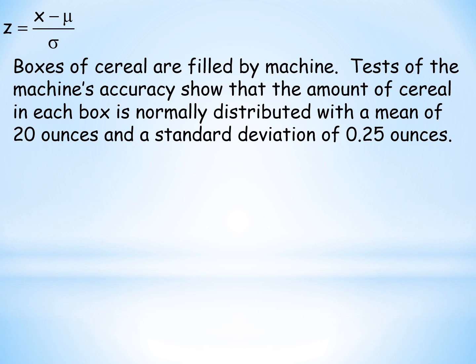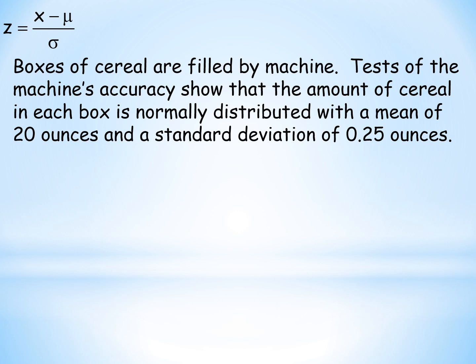This is what a typical question will look like. Boxes of cereal are filled by machine. Tests of the machine's accuracy show the amount of cereal in each box is normally distributed with a mean of 20 ounces and a standard deviation of 0.25 ounces. That normally distributed tells you that it follows the standard curve and clues you in that you can use your z-score table. It gives you the mean, which is 20, and the standard deviation of 0.25.